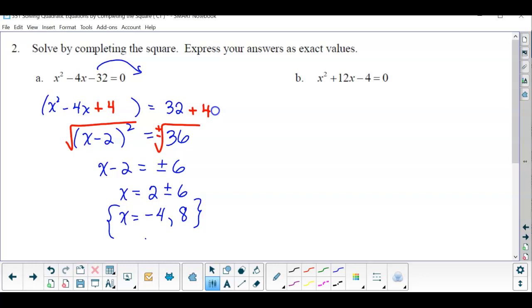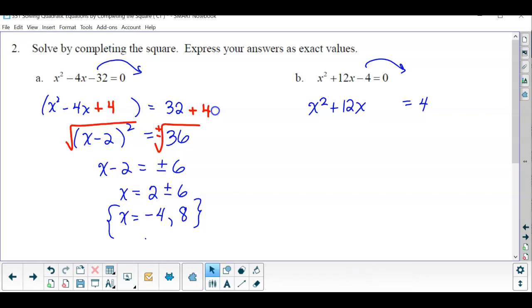Okay, indeed, that one you couldn't even solve by factoring, right? So what we're going to do here, keep the x terms on the left. Bring the 4 over. Okay. So you really don't need to have brackets around that, but you can.